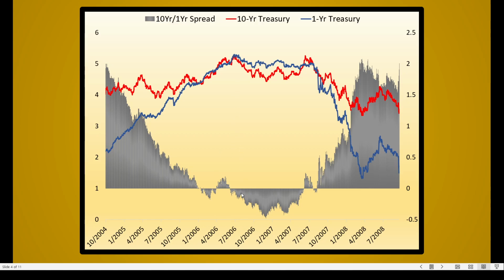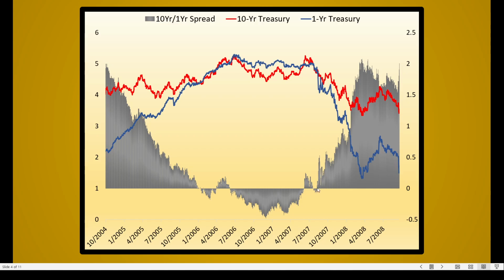But then the inverted yield curve really took place. And at its peak, we had a 50 basis point inversion where the 1 year treasury was 50 basis points, half of 1%, above the longer term, the 10-year. Well, notice what happened. October '07, all of a sudden the 1 year collapsed. And that's when this inversion ended.